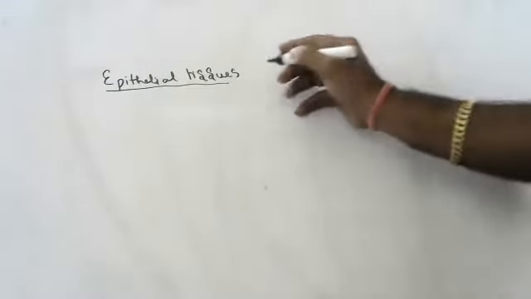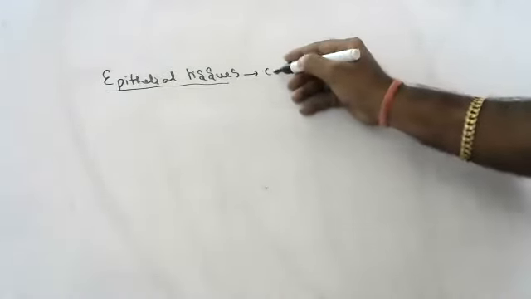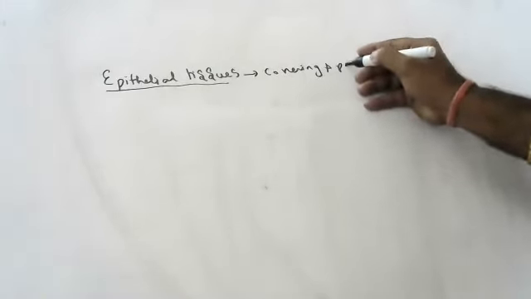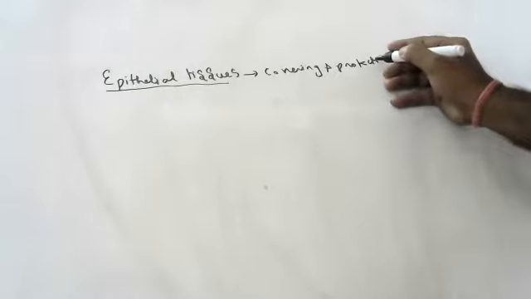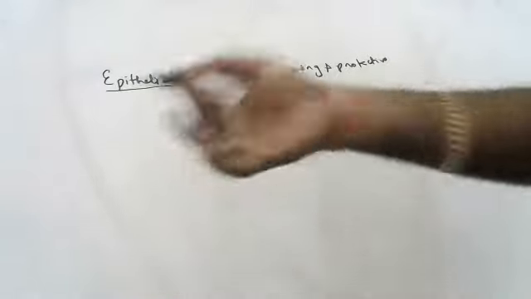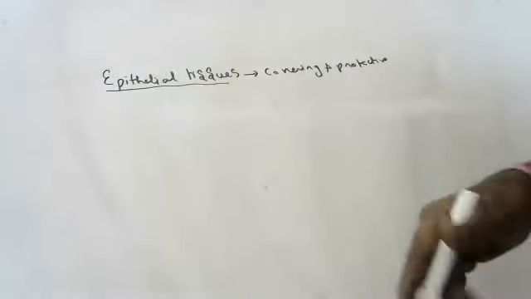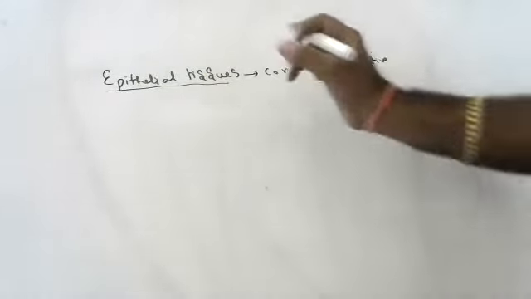So, what is an epithelial tissue? Number one, it is a covering. It covers the entire body and is also protective in function. Skin is an epithelial tissue only, and all the body organs are covered by epithelial tissue only. Everywhere, covering and protection is the main function of epithelial tissue.